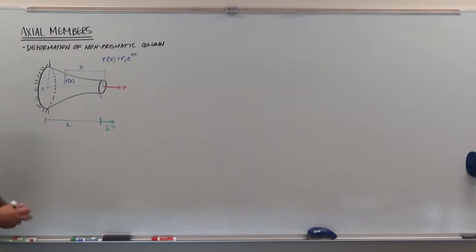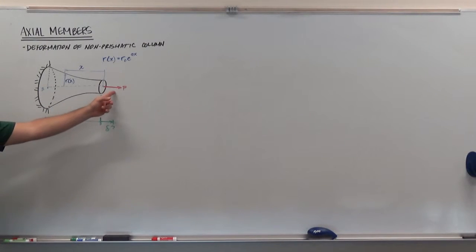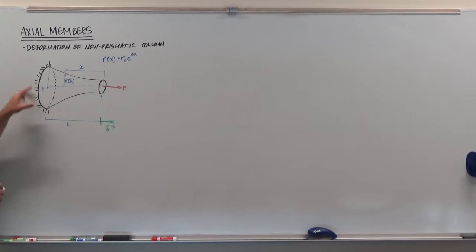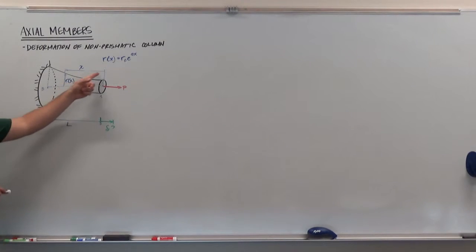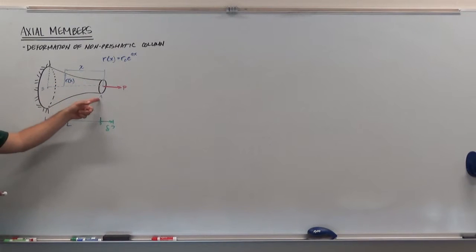And so here, just to explain the problem, we have a column, it's fixed at the left at point B, it's free at point A, it's subject to a point load P that's applied at point A, and it tapers from a large diameter, it's a circular cross-section, a large diameter at B to a smaller diameter at A over the entire length. The radius of that cross-sectional area as it varies is given to us as a function of the distance from point A.